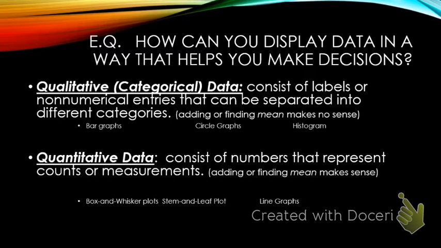So I want you to take your highlighter, and I want you to highlight labels, and I want you to highlight non-numerical, because that's really, really important. If something is not even a number, then you know without a doubt it's qualitative. But what if you have a number and you're just not sure? Is this qualitative or is this quantitative?